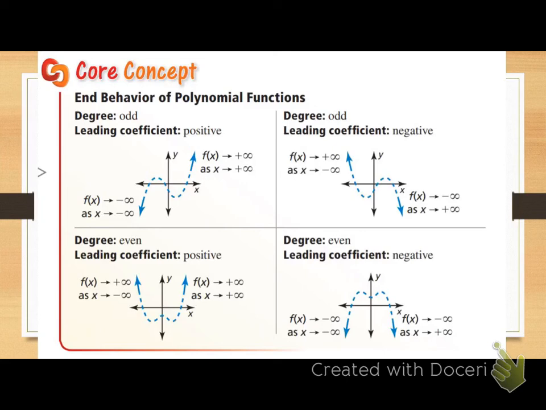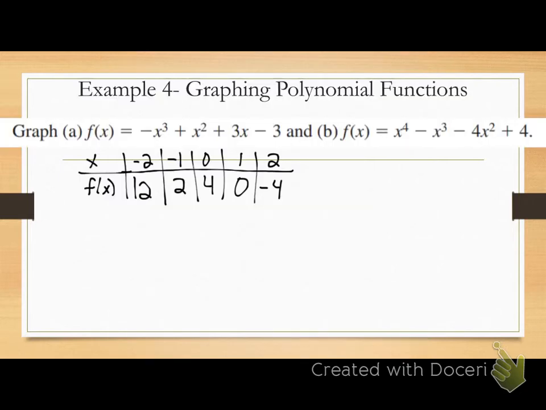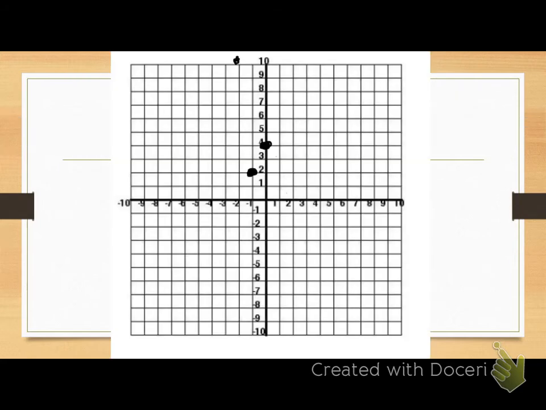0, 4. Oops. 0, 4, that's just up 4 on my y-axis. 1, 0, that's to the right 1 on my x-axis. 2, negative 4, that's right 2, down 4. So there's all my plotted ordered pairs, correct?